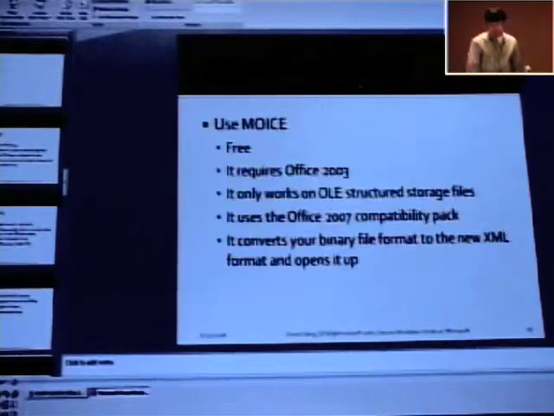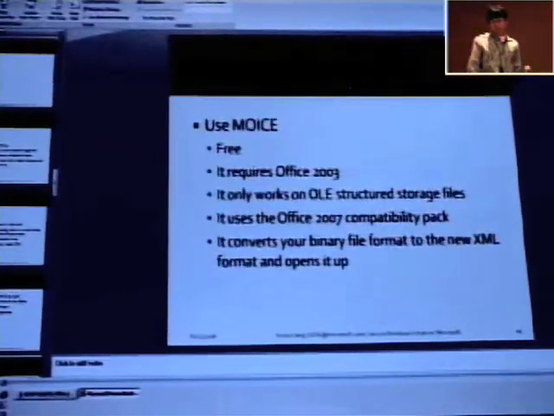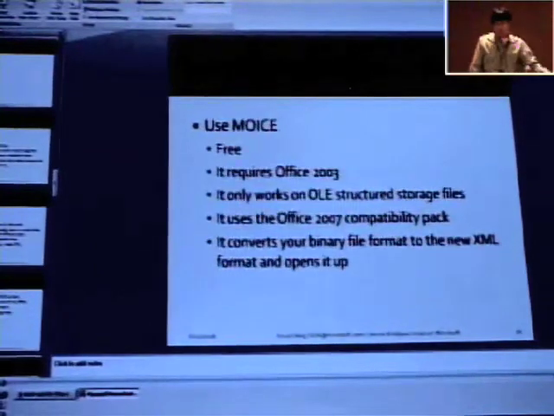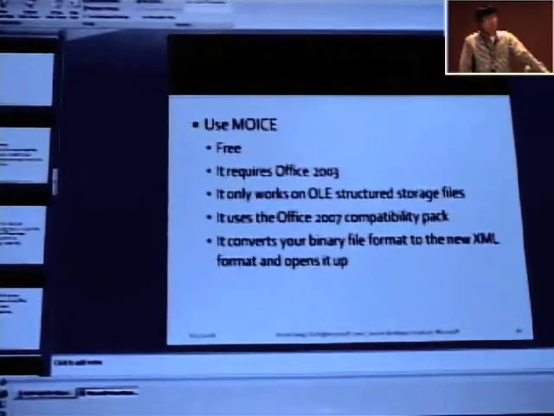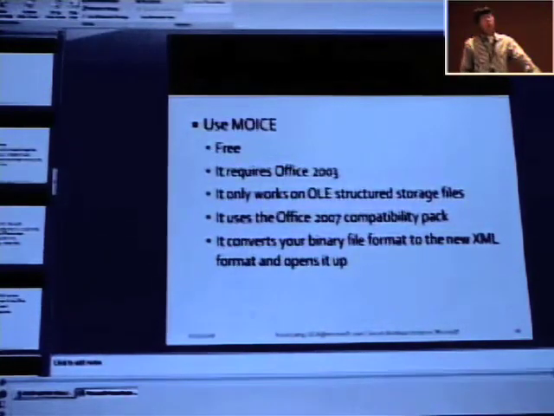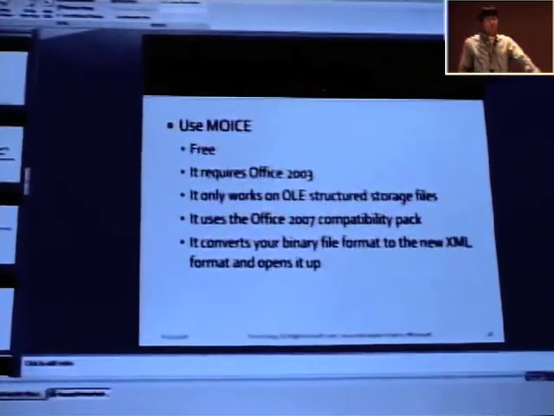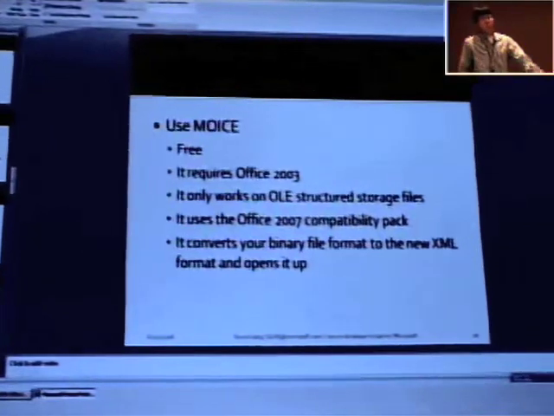All right, the defensive mechanisms. There are a few. You can use MOICE. It's a free tool that we wrote in response to these things. It requires Office 2003, and it only works on legacy binary files. What it does is convert your binary file format into the new Office 2007 file format and then open it up. So even if there were vulns, they won't be there. It'll just crash.